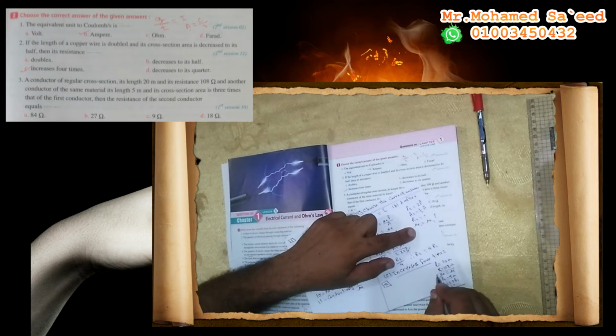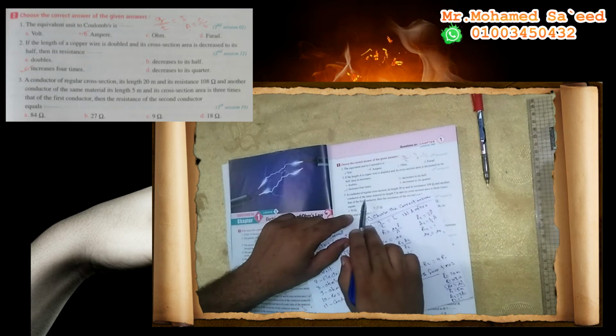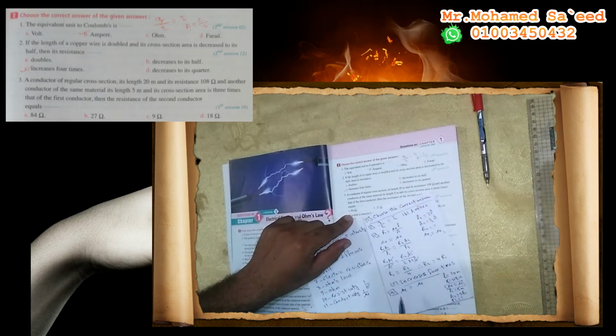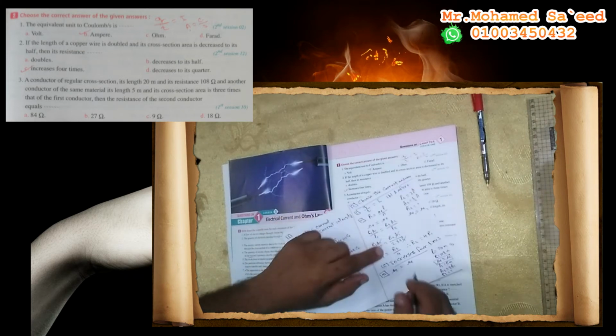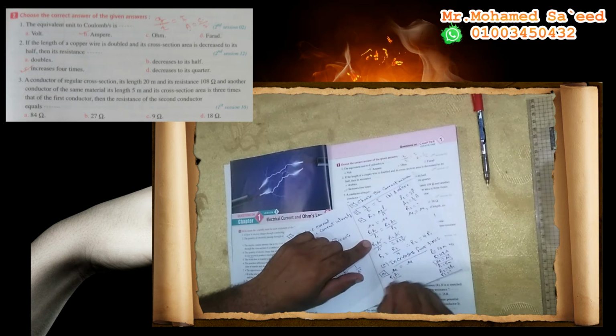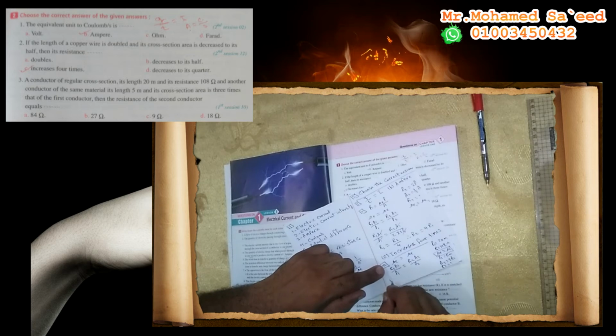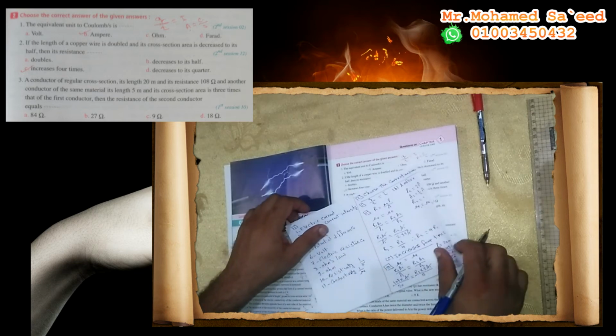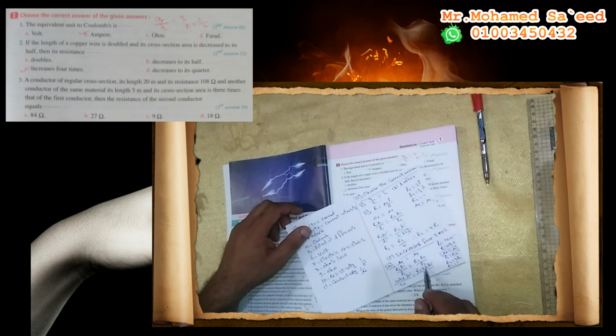We start from this information: rho E of the first conductor equals rho E of the second conductor, because they are made of the same material. Rho E equals R1 A1 over L1 equals R2 A2 over L2. Substitute R1 108 times A1 over L1 20 equals, on the other hand, R2 times A2, 3A1, so we can cancel A1 with A1, over L2 5. So now we can get R2 equals 5 times 108 over 3 times 20.